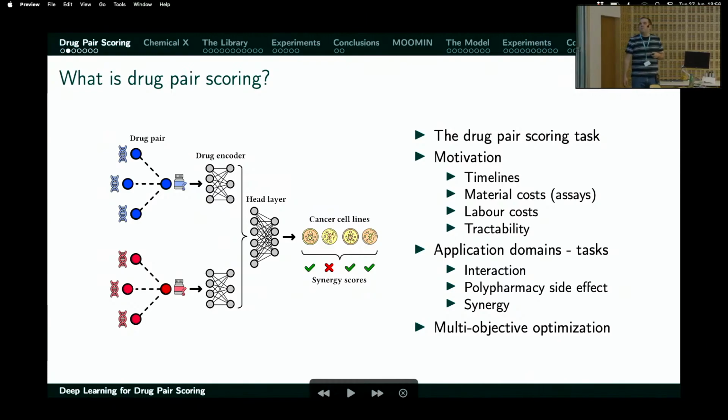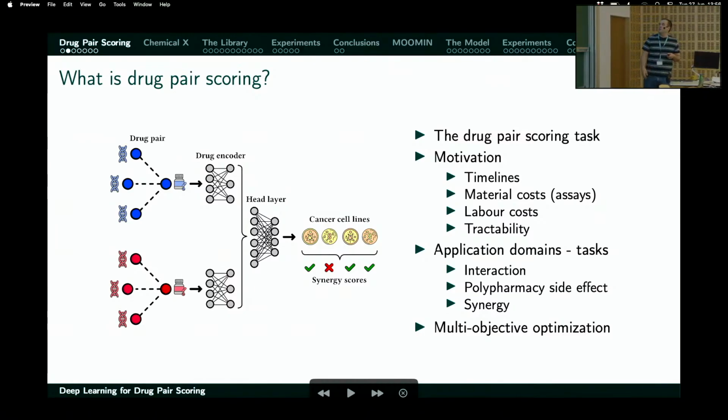So there are 3 specific tasks that people usually formulate. One of those is drug interaction. The second one is polypharmacology. Typical setup is that you take 2 drugs, and there is an unexpected side effect that people observe.